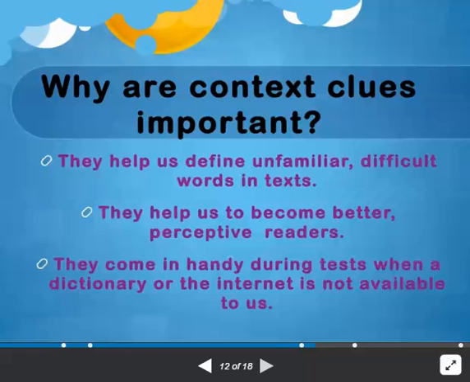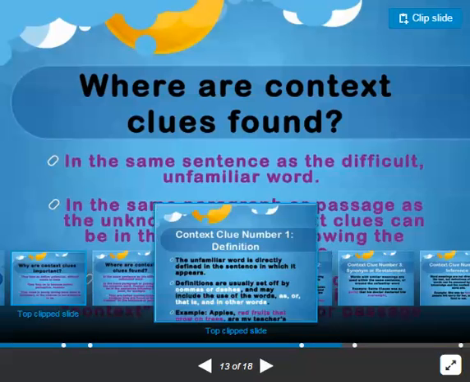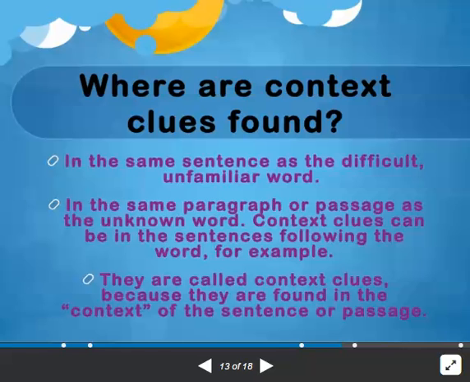It helps us to become a better reader, and it can come in handy during tests when a dictionary or the internet's not available to us. Context clues can be found in the sentence that the word is in. It might be found in a paragraph or a passage as an unknown word. Context clues can also be in sentences following the word. They're called context clues because they are found in the context of the sentence or the passage.